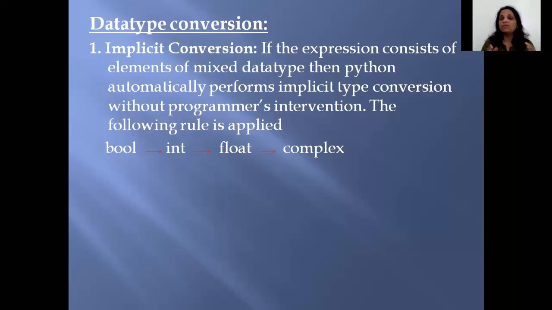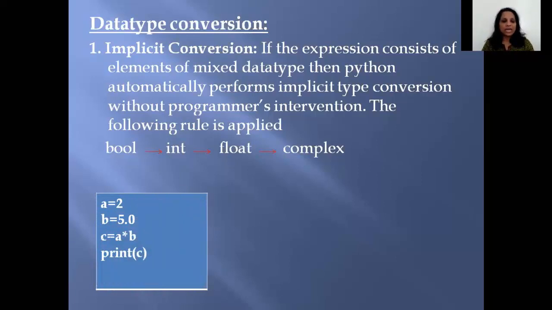Now remember, if you have data of the same type, then there is no need for conversion. I have a complex number added to a complex number. Obviously, the answer is going to be a complex number. But when you have something mixed, then what the answer is going to be is what we are trying to look at here. Okay, so let me just show you my first example.